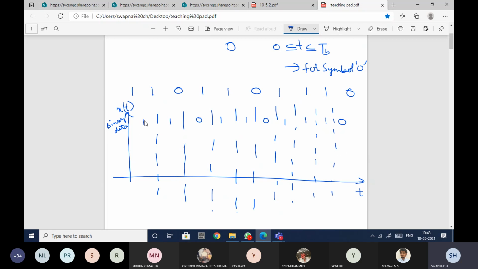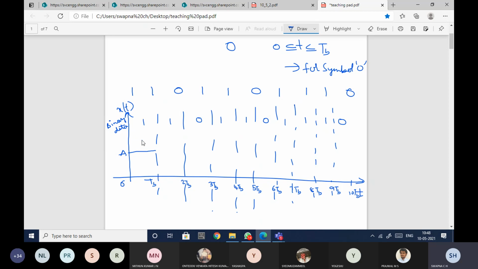Okay, so the first one is 1, and you need to represent it with amplitude A. This is from 0 to TB. Everything will be like TB, 2 TB, 3 TB, 4 TB, 5 TB, 6 TB, 7 TB, 8 TB, 9 TB, next 10 TB. So it will be equally divided.